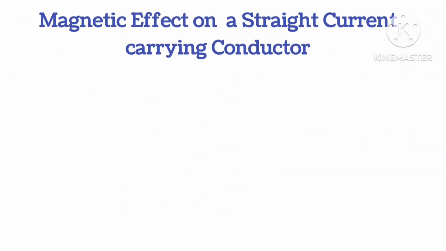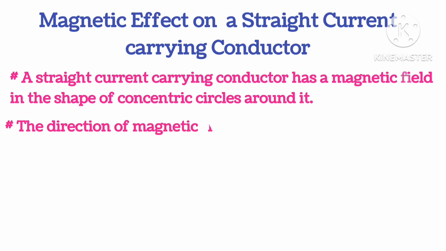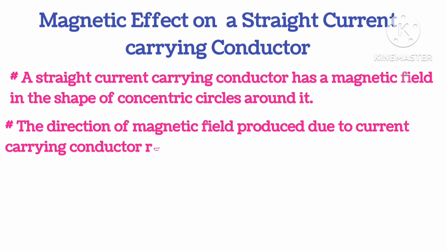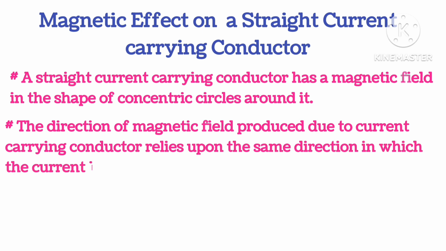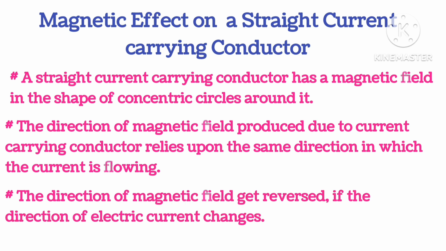Magnetic effect on straight current carrying conductor. A straight current carrying conductor has magnetic field in the shape of concentric circles around it. The direction of magnetic field produced due to the current carrying conductor relies upon the direction in which the current is flowing. The direction of magnetic field gets reversed if the direction of electric current changes.